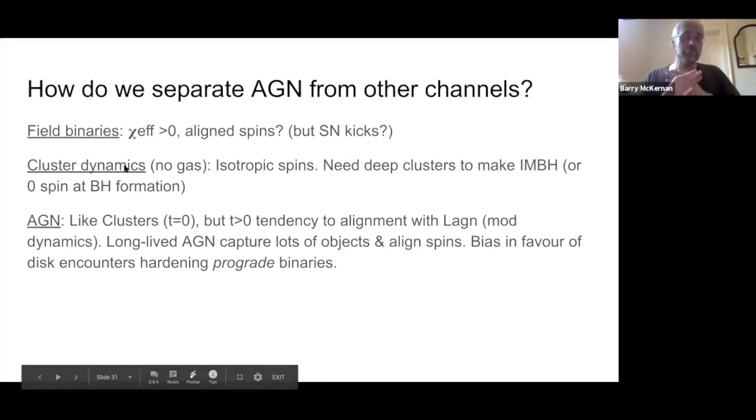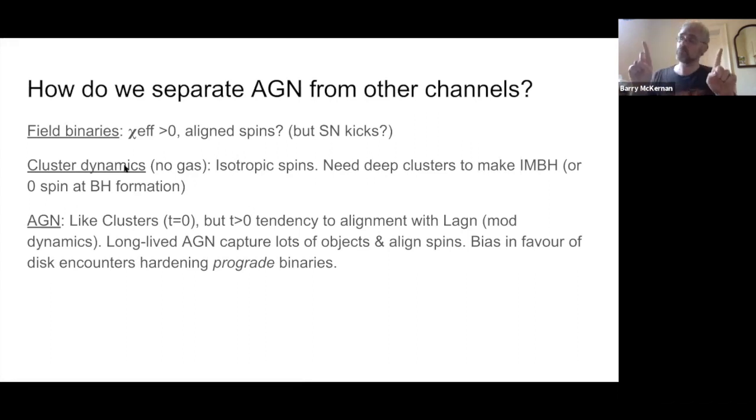Cluster dynamics, essentially that's running objects together in clusters. You'd expect an isotropic distribution of spins. But if you see something like an intermediate mass black hole, you would imagine that you'd need a fairly deep potential well to hang on to the previous merger products that go into making the intermediate mass black hole, unless black holes are born with nearly zero spin at formation. All right, that's the other ways of making black holes.